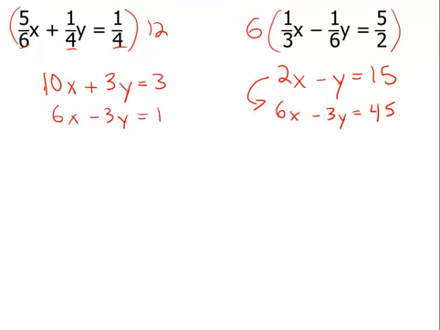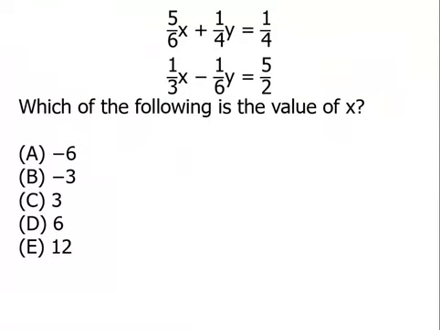We can just line these equations up and add them together. And the 3y and the negative 3y cancel. We get 16x equals 48. Divide by 16, we get x equals 3. Go to the answers. C. X equals 3.